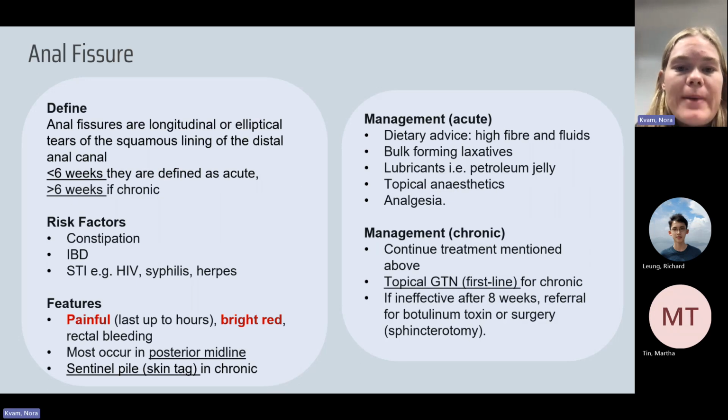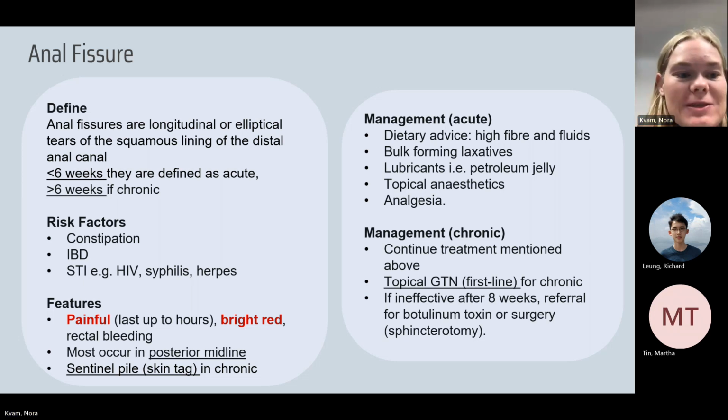So the reason why I mentioned painless in hemorrhoids is because that helps us differentiate between hemorrhoids and anal fissures. Anal fissures are tears in the submucosa and mucosa of the anus, and it causes a lot of pain. It's painful when you go poop, when you empty your bowels.